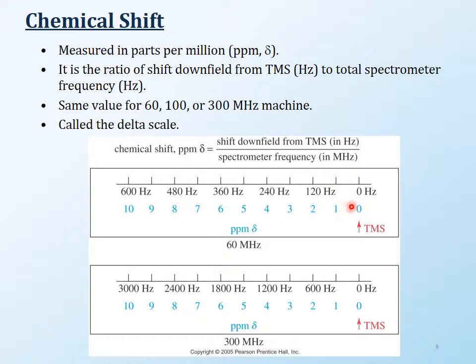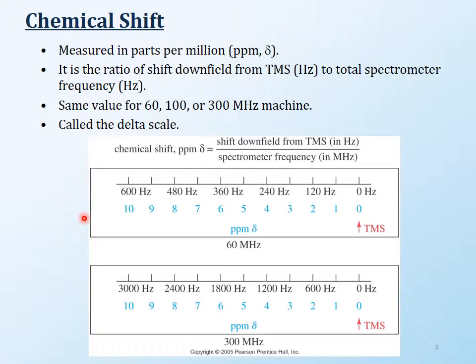So if you have a 0 hertz over here, then all your signals come in at different hertz on the left-hand side. Once you take the ratio of those according to the TMS, you can get the scale from 0 to about 10. And technically, the scale goes to about 12, actually.